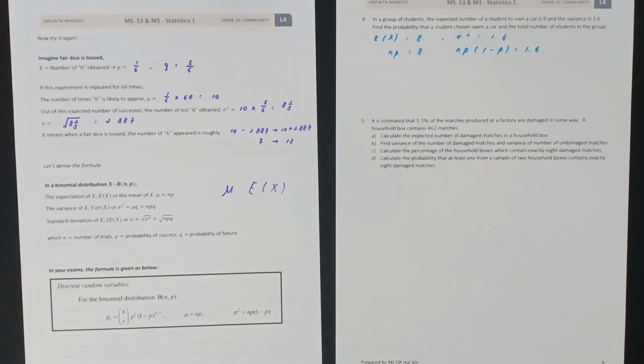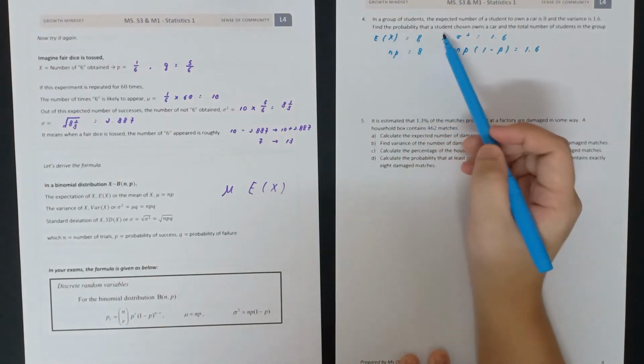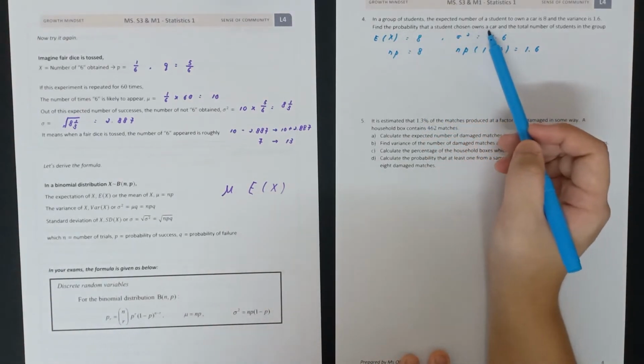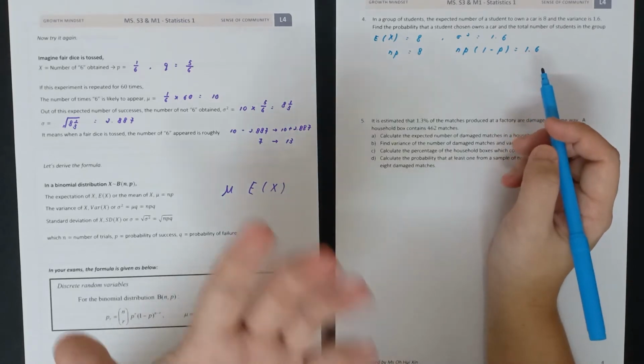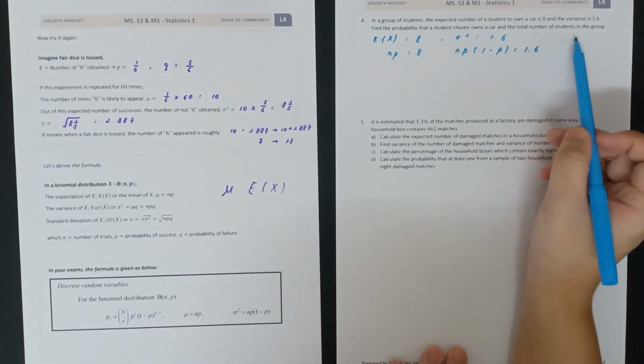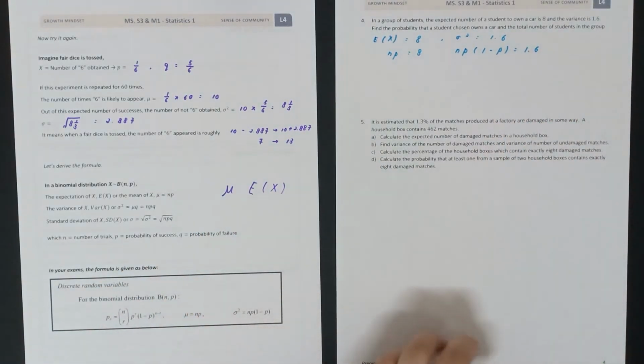Because like statistics, you will have all the long questions, so it's very important for you to know what is the mathematical symbol or the representation you can use to represent the information given in your question. Okay, so find the probability for the students chosen own a car. So basically they are asking you to find the P. The total number of the students in the group, they're asking you to find the N. So if you understand the whole thing, then you can solve it very easily.